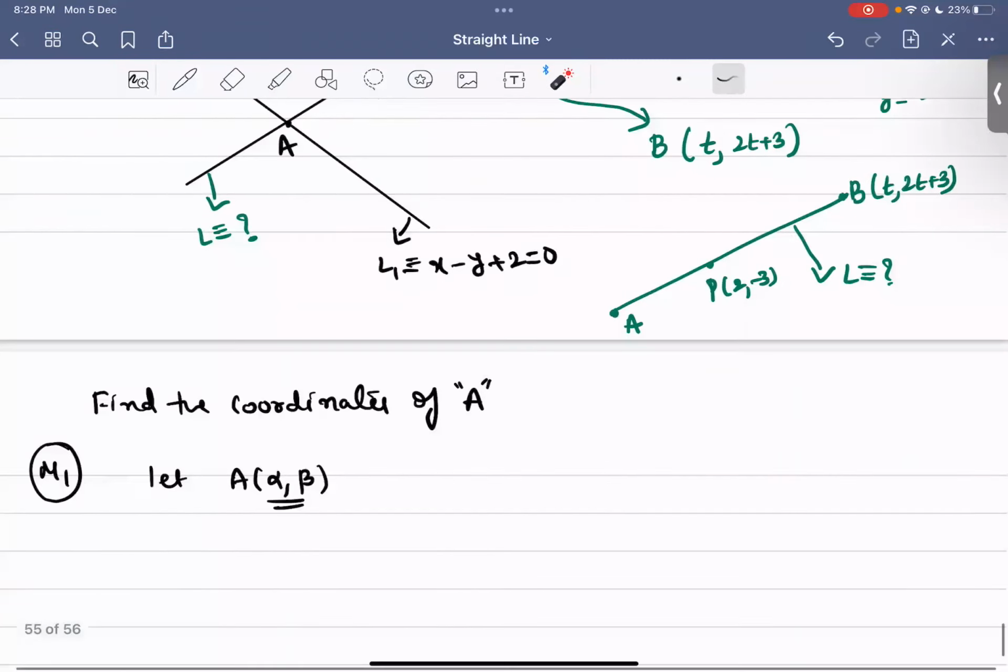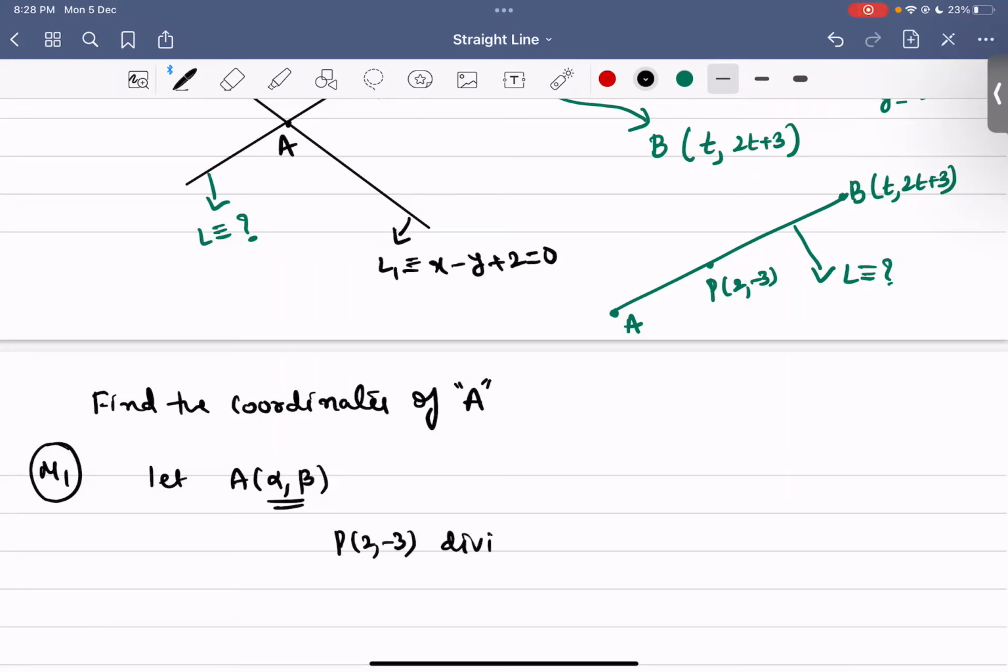Okay. Let A be (alpha, beta). Now P(2, -3) divides A(alpha, beta) and B, which is (t, 2t plus 3), internally in which ratio? 1:3 ratio.